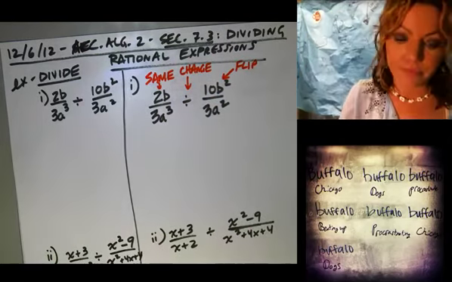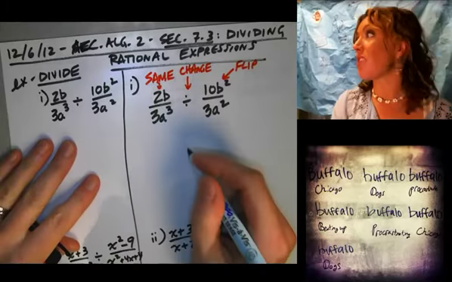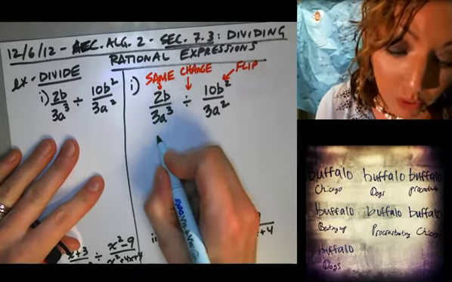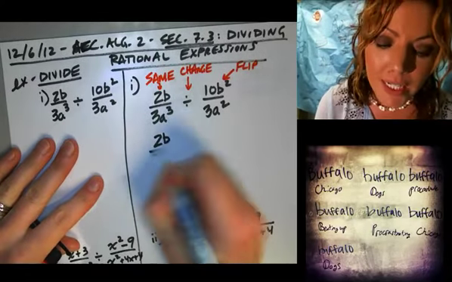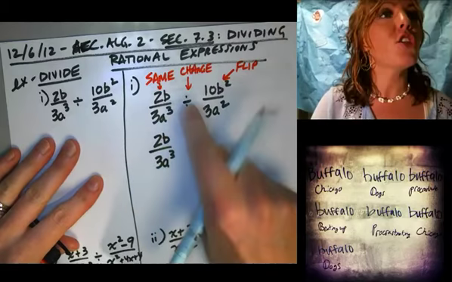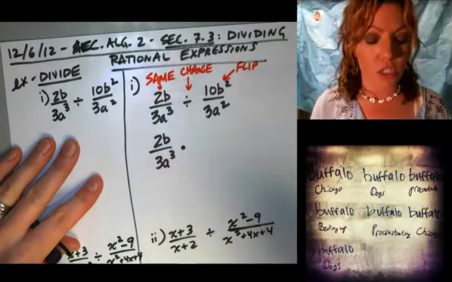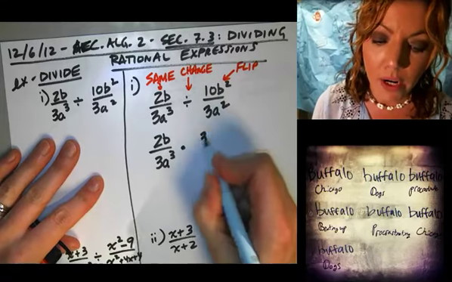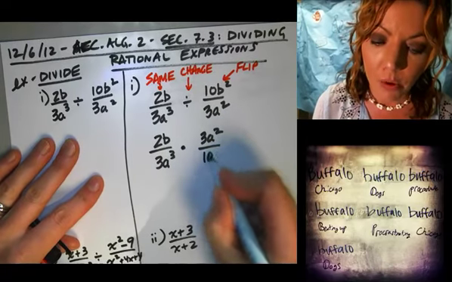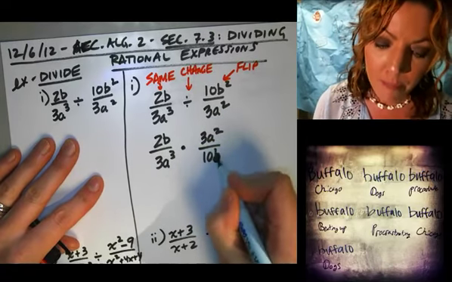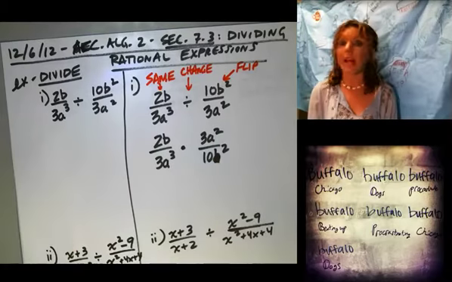And let me repeat what she said because our air conditioning unit is really, really loud. She said, keep the first one exactly the same. Change division to multiplication. Flip the second one over. So the denominator becomes the numerator, and the numerator becomes the denominator. Okay, perfect. Whoops, that's a b squared. Okay, and now we're back to the same thing we were doing before. So we want to reduce.